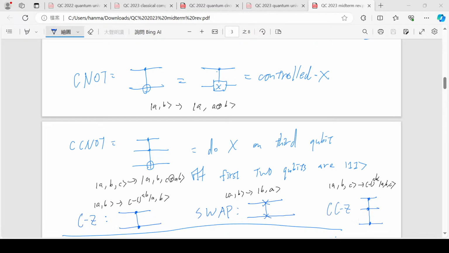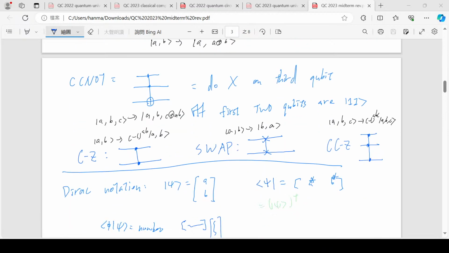And then we can think about controlled-controlled-NOT, and it's called the Toffoli gate. It's basically the similar thing, but you apply X on the third qubit only if the first two qubits are both 1. Okay. And so if you write it in terms of this computational basis, (A, B, C), then (A, B, C) becomes (A, B, C plus AB). Okay. And then we also have controlled Z.